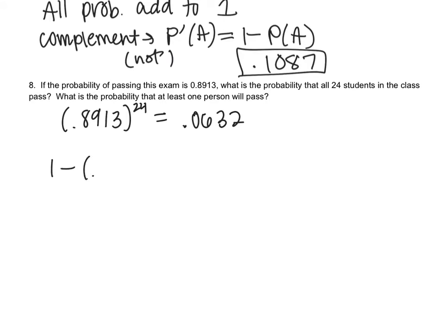The probability that at least one person will pass is 1 minus the probability that everyone passes. So 1 minus 0.8913 to the 24th, which is 0.9368.